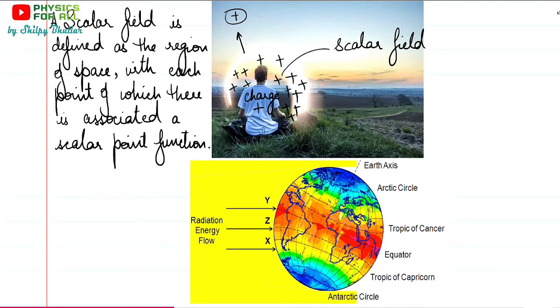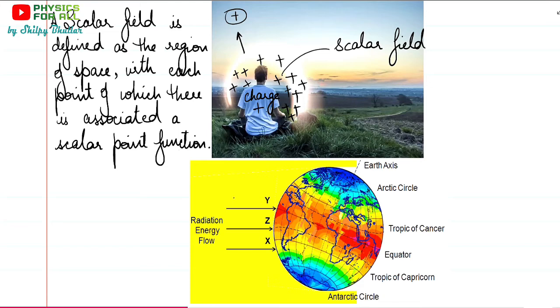So if it is a scalar, then the field around it is a scalar field. And obviously, this is the more scientific definition: we are not saying simply that the field around a scalar is a scalar field. We are saying that it's a region of space with each point of which there is associated a scalar point function, because whatever physical quantity is there, we would express it in terms of a continuous function, which is known as a point function.